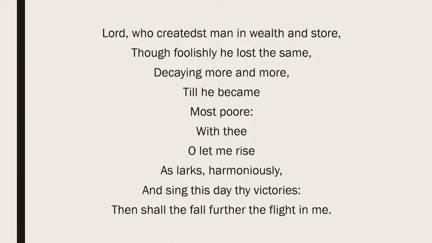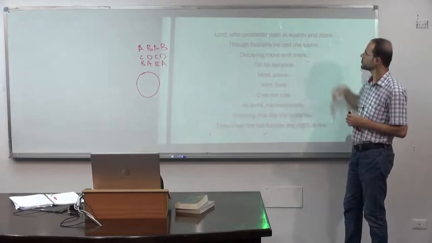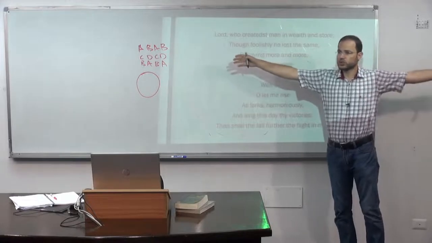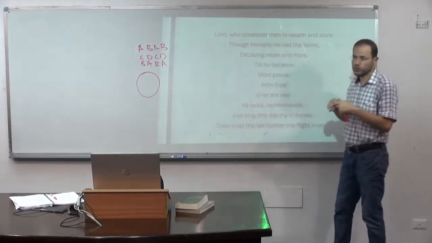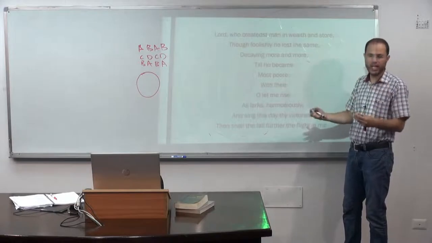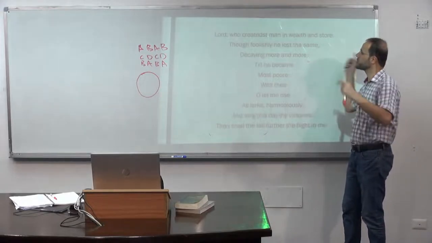Before we see what's going on, is there anything to say about the form? I think the length of the lines is related to the meaning. The first line, the longest line, tells us that man is in wealth and store. So God created man, created us, in wealth and store. He gave us everything we need, we require. Wealth is probably things we already have, and store is things to be given to us at one time in the future.